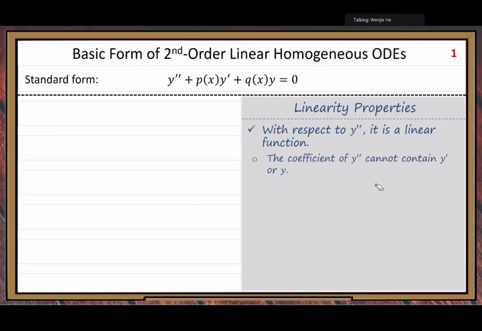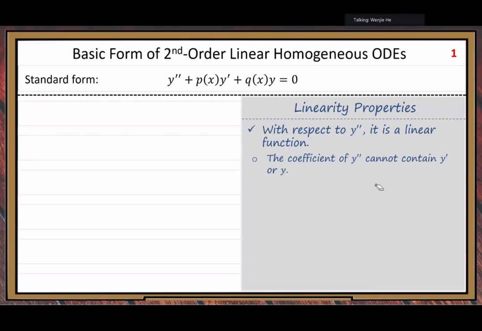And the coefficients of y double prime. Here we need to add more restriction, because this is still not very accurate. The coefficient of y double prime cannot contain y prime or y. It can contain x, no problem, but it cannot be y prime or y.